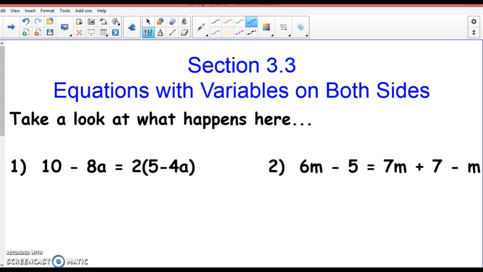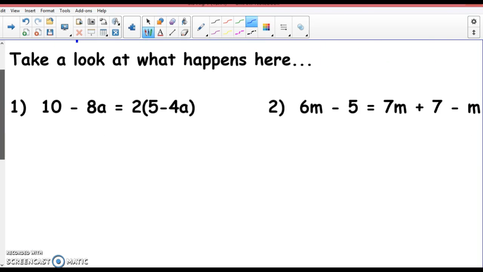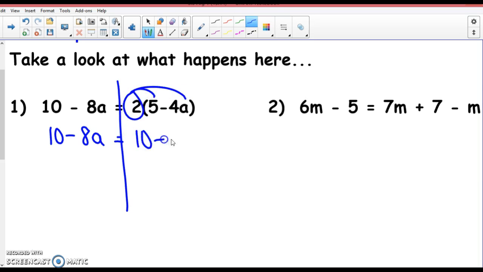Your note packet to this page, the orange note packet. These are a little more complicated. All right. Let's draw a line down the middle of this one. Again, our steps are simplify both sides. On this left side, I can't do anything. 10 minus 8a equals. What happens to that left or the right side? Yep, and I end up with what? 10.